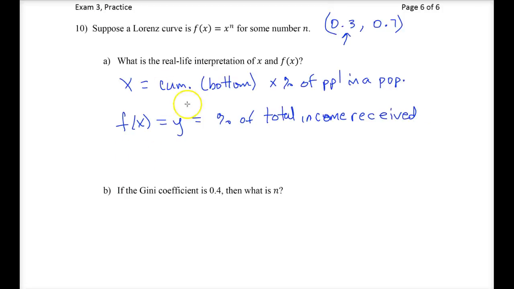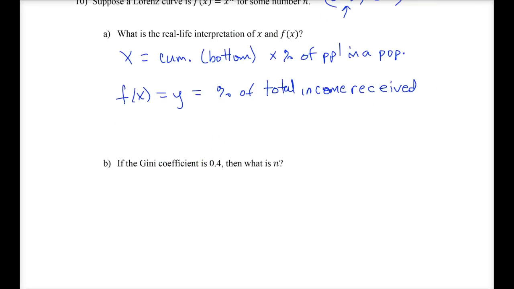When you answer this, as long as you put it in your own words and it kind of makes sense in regards to what I was saying here, bottom 30% of people receive 70% of the income, and as long as you put it something like that, and just in general terms, it's fine.